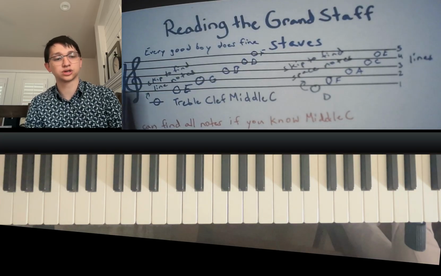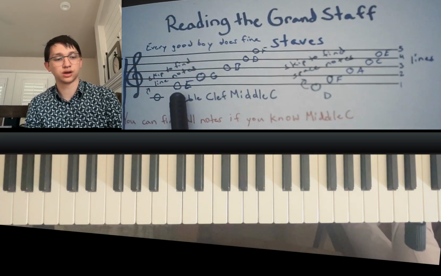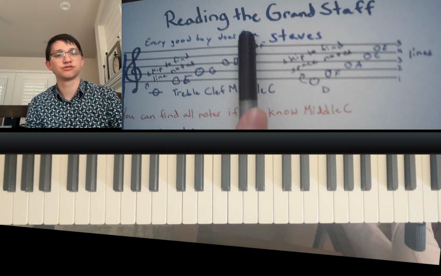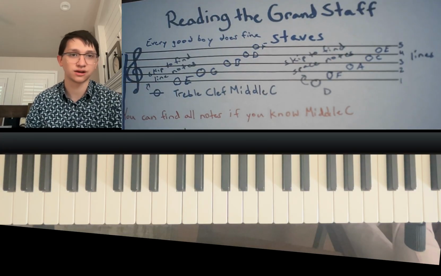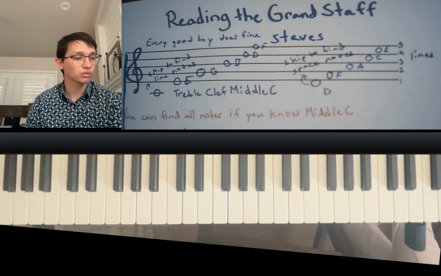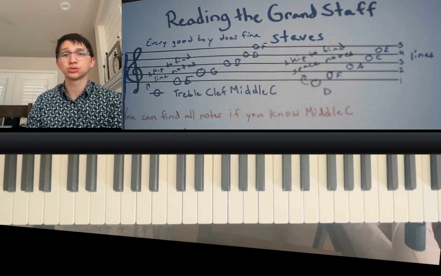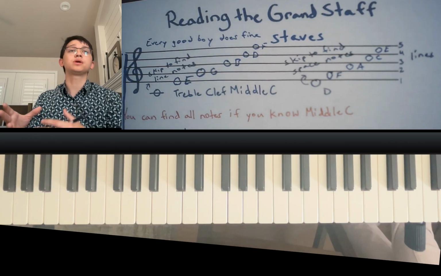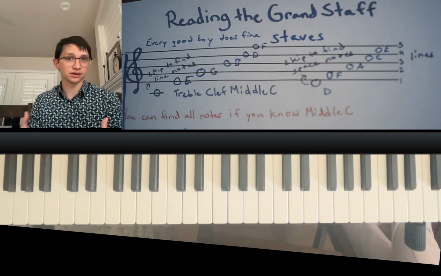So again, every starts with an E. So first line, G for good, B for boy, does fine. It's a phrase that we use to memorize. But again, so long as you understand your lines, especially middle C, if you're going by skips, it's easy to find these notes.